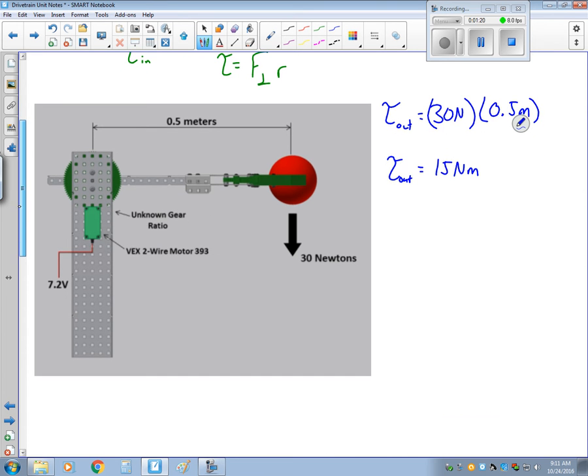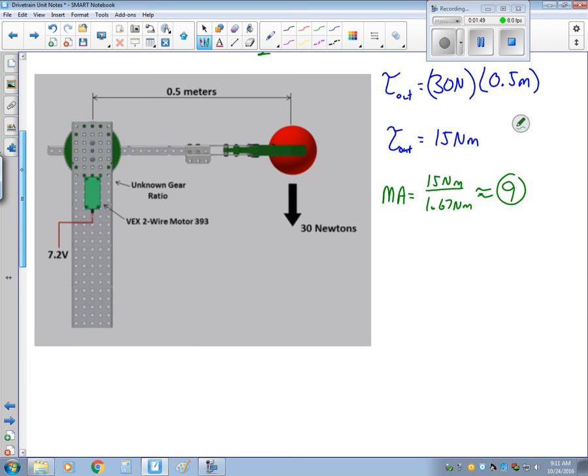Now, if I want to run this system with one motor, I'm going to have to use some sort of mechanical advantage. So I know that my mechanical advantage is output torque divided by input torque, and if it's a standard 393 motor at 7.2 volts, that's 1.67 Newton meters. So I would need a mechanical advantage right around 9.